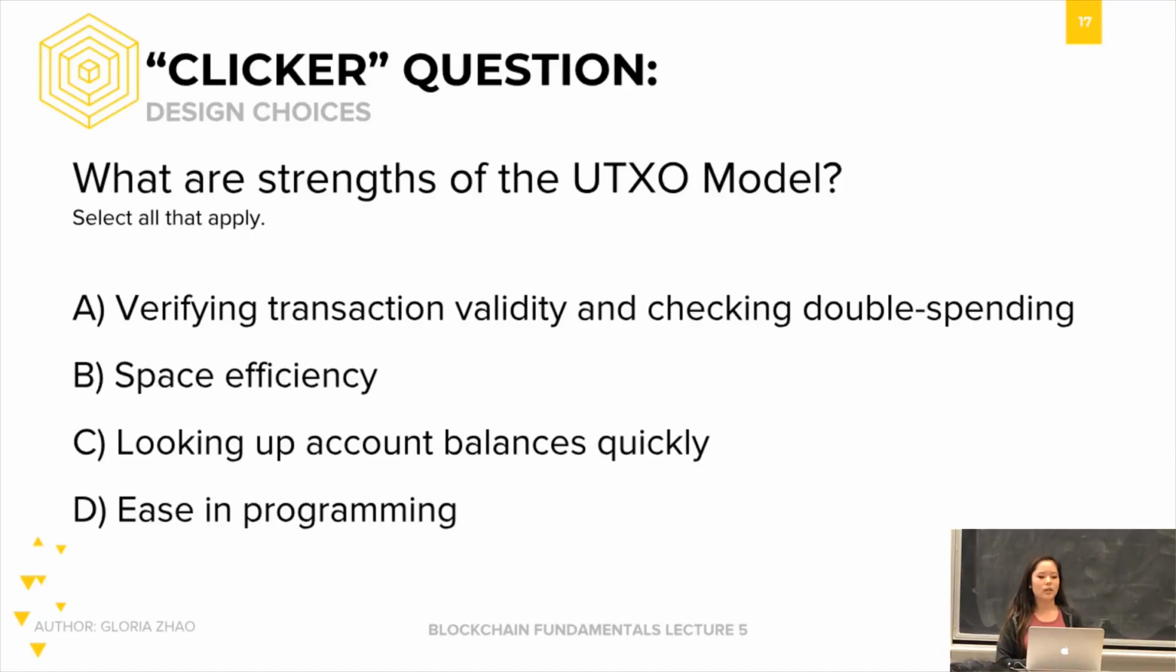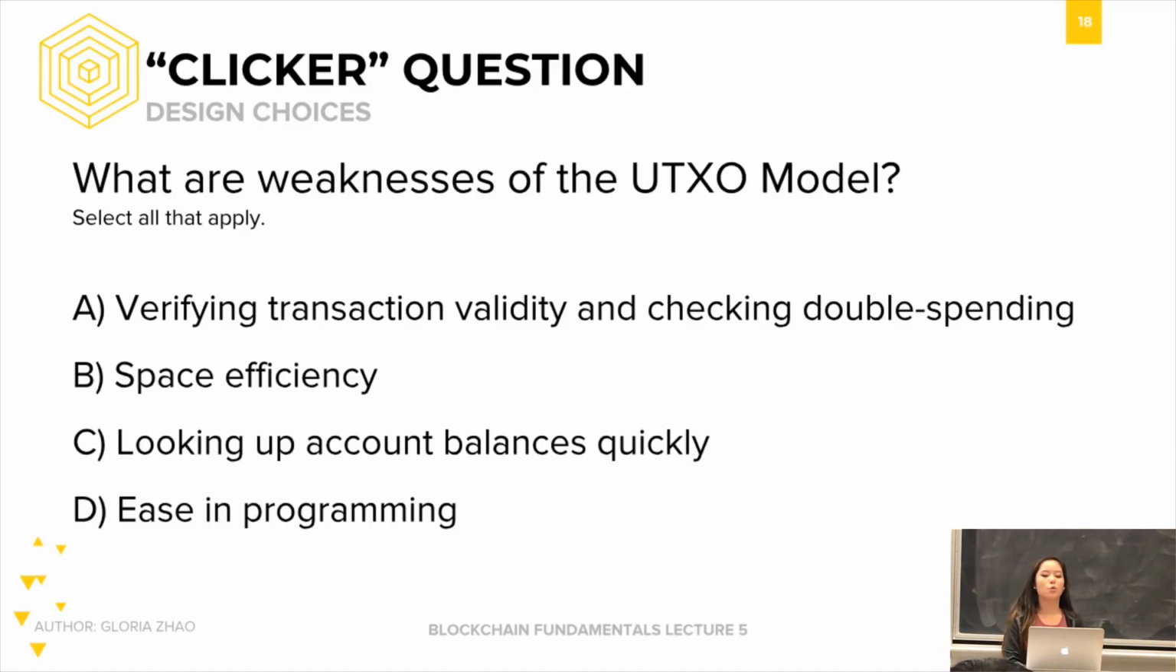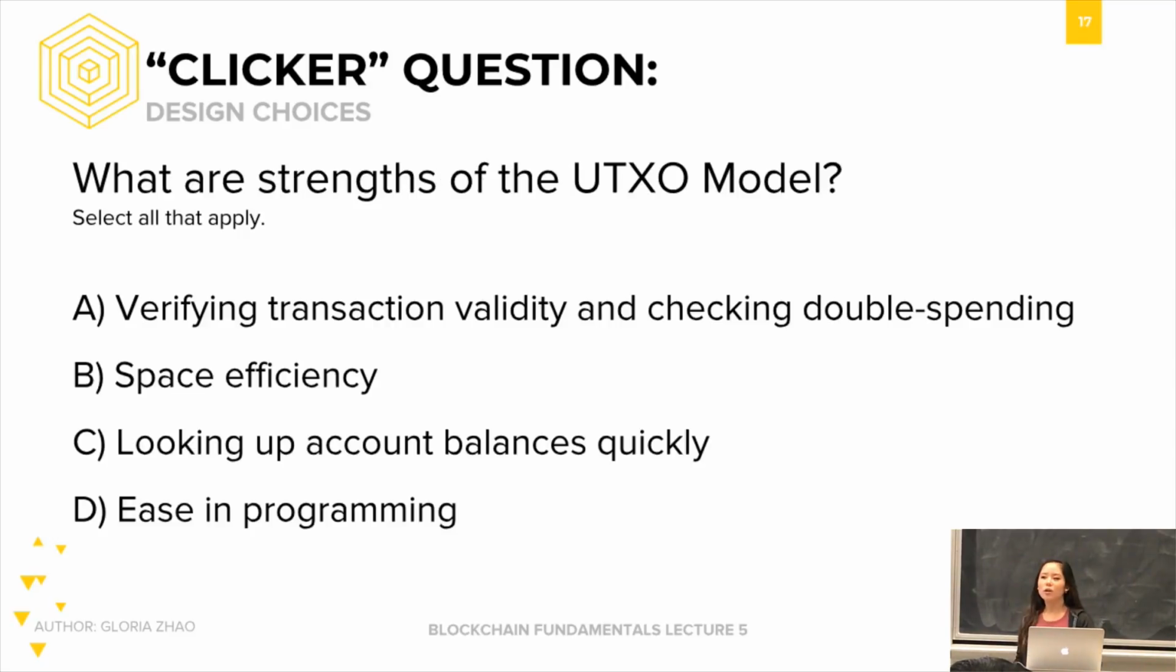So my first question is, what are the strengths of the UTXO model? And the other question is, what are the weaknesses of the UTXO model? So we know Bitcoin is pretty cool. There were reasons why they chose this not super intuitive UTXO model, but why did they do it? What are the pros and cons? Can you guys talk amongst yourselves for maybe 60 seconds and then I'll take a poll.